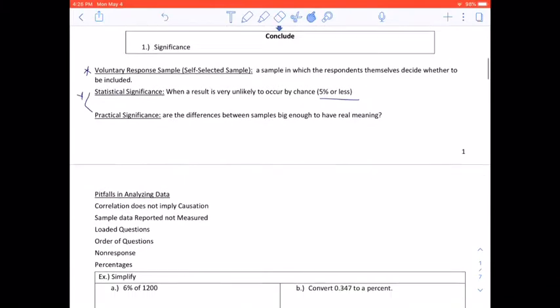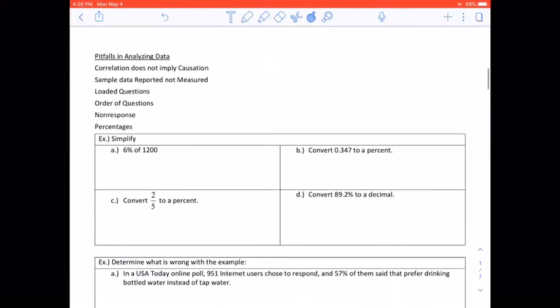So we have some pitfalls to analyzing data. First one on here we're definitely going to give a star to. That says correlation does not imply causation. Just because there's some kind of relationship between two things does not mean one will cause the other one to happen. Sample data could be reported, not measured, meaning that I asked you guys to report your GPAs. You might not be honest with me. Loaded questions or the order of questions, we have non-response. Certain people don't respond, so we don't get enough data from the entire population.